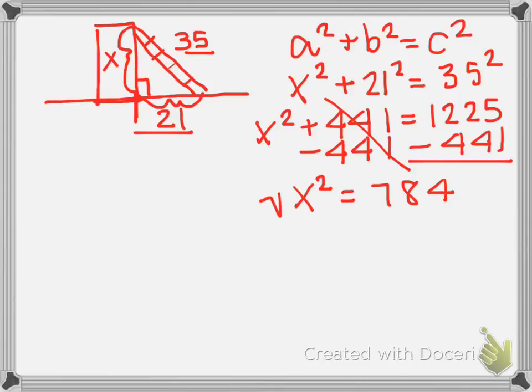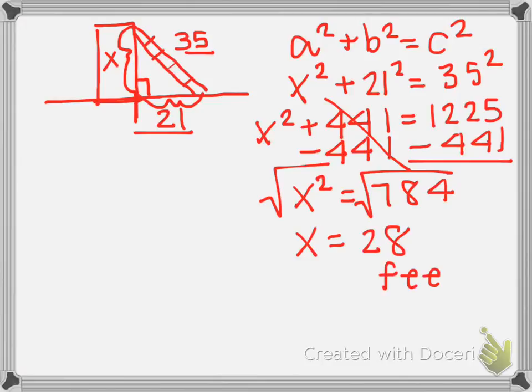Now one final step, we're going to square root both sides. X squared becomes x, and the square root of 784 is 28. Well, if you look back at the original problem, they label the lengths in feet. So we're going to make sure that we label our answer too. So that means that the x length over here is 28 feet.